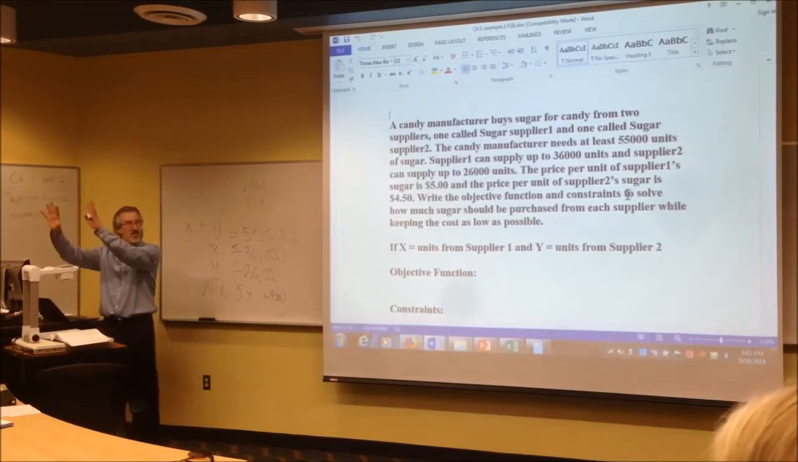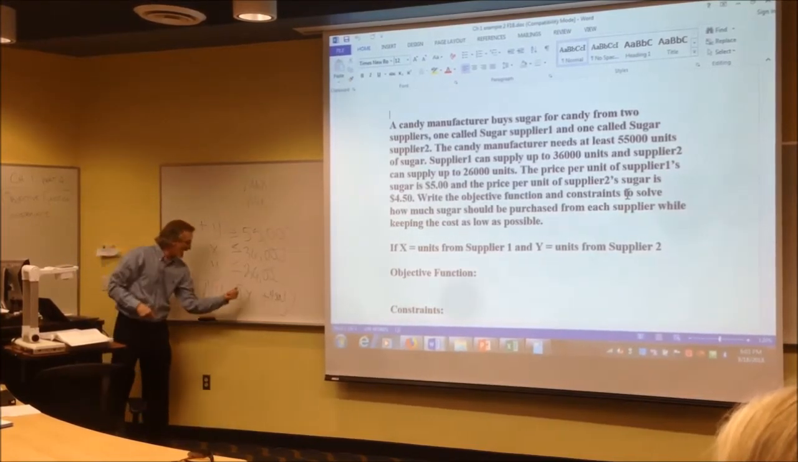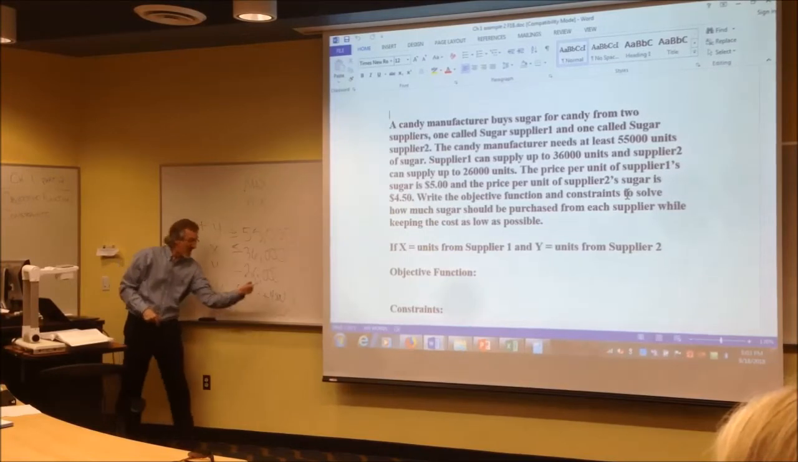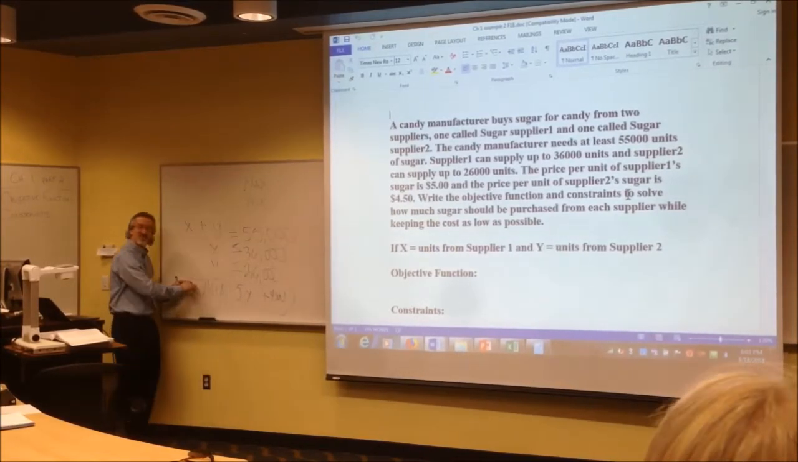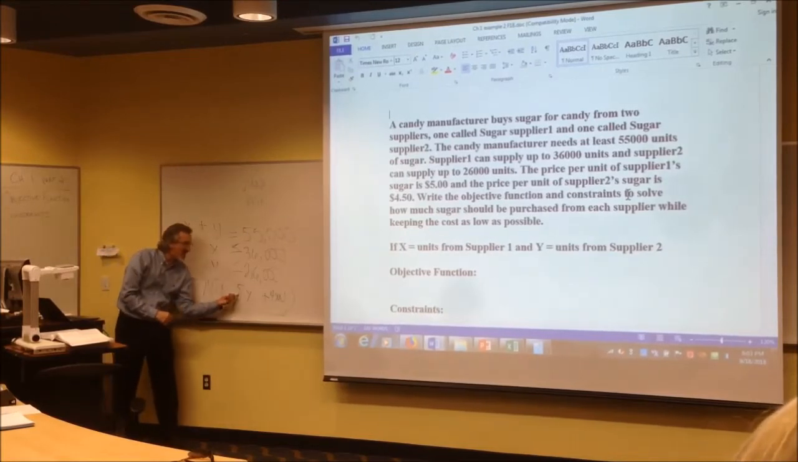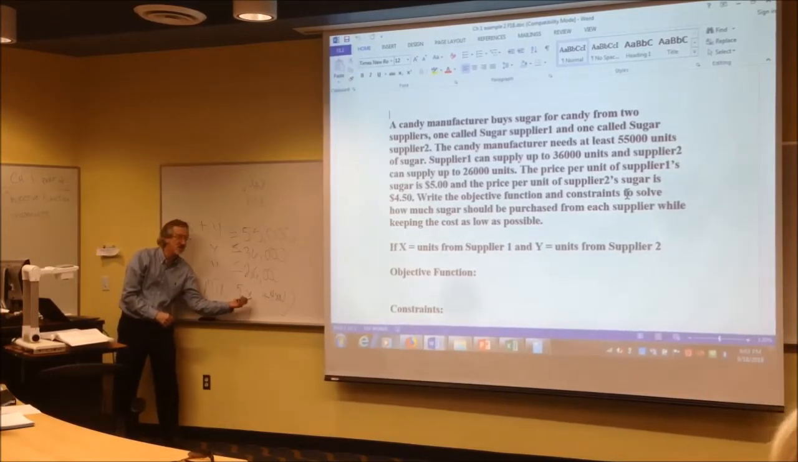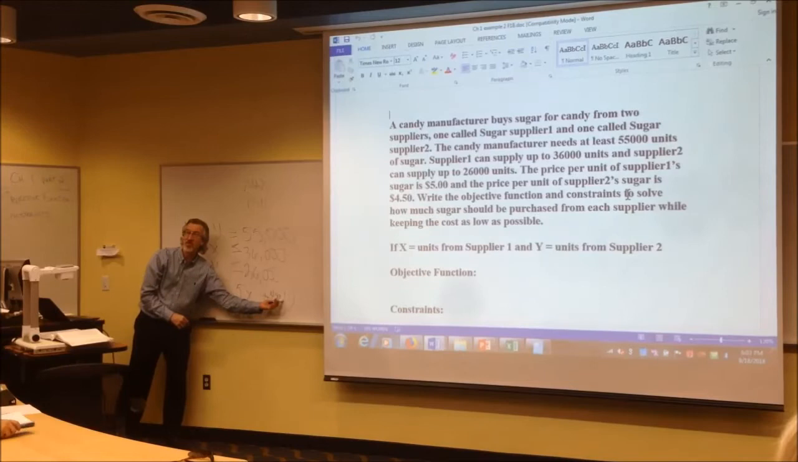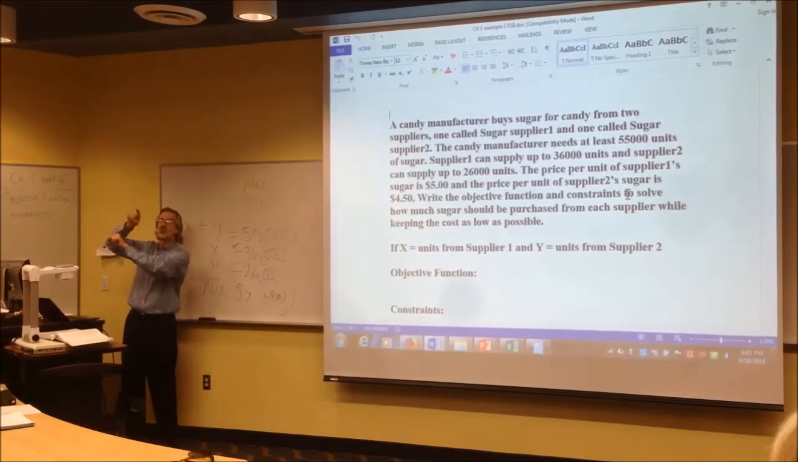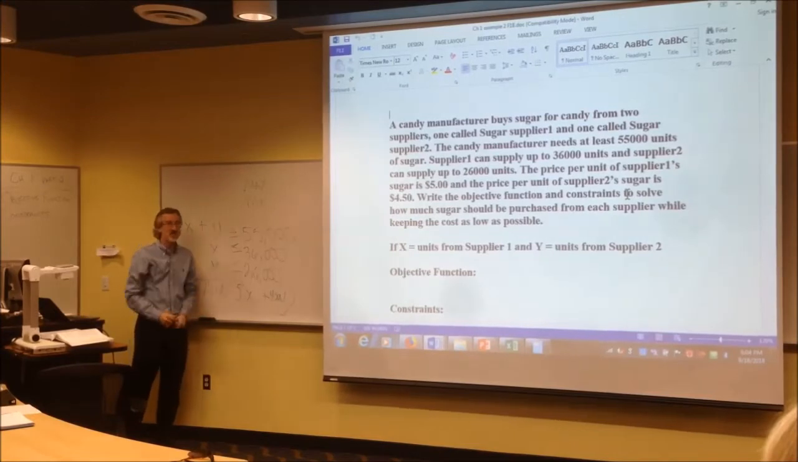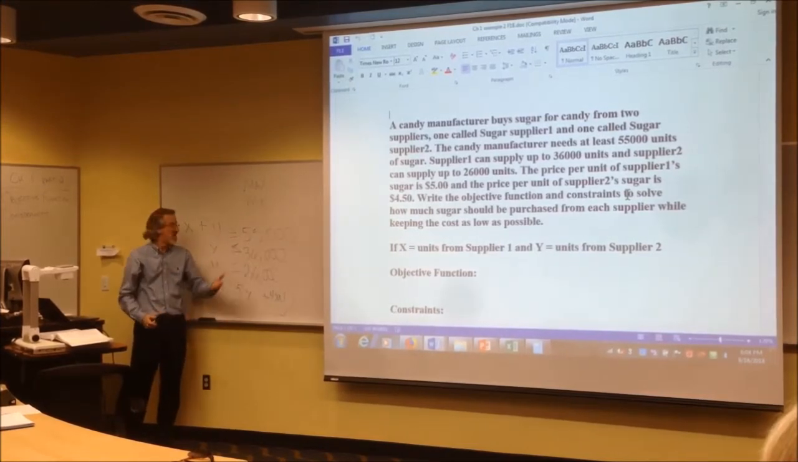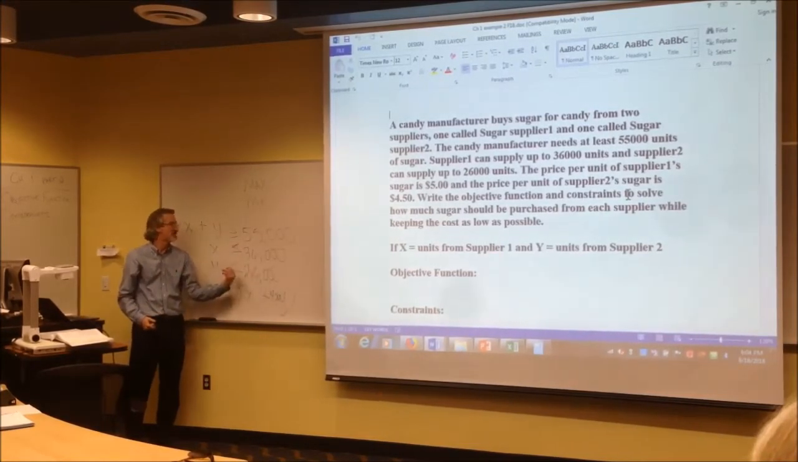And then the output will tell you how many units to buy from X, how many units to buy from Y, and at the top, your objective function value is going to multiply $5 times the recommendation for X, $4.50 times the recommendation for Y, and it will give you at the top your total amount you're going to have to spend to fulfill these requirements. And make sure you have at least 55,000, and make sure you don't order more than 26,000 from supplier 2, and 36,000 from supplier 1.